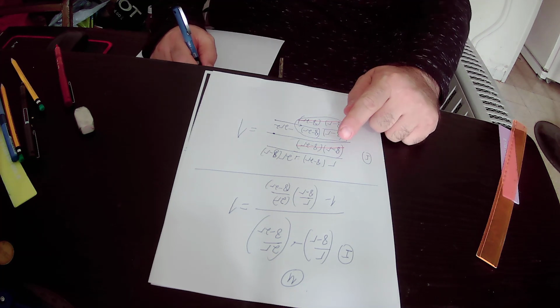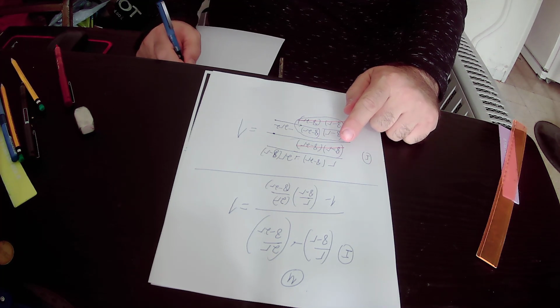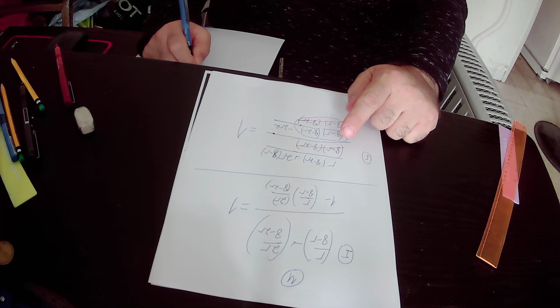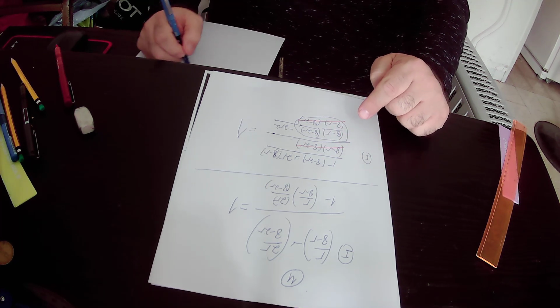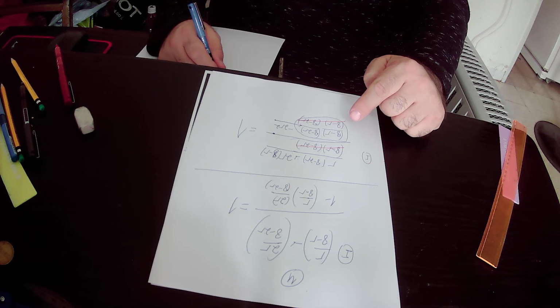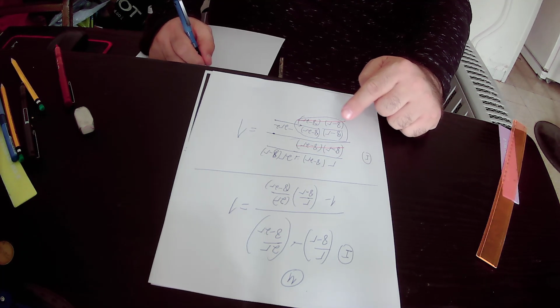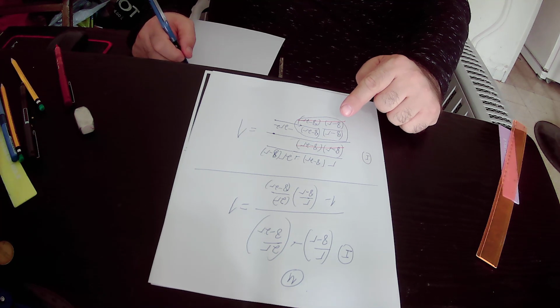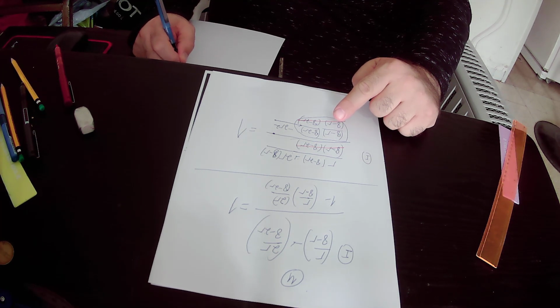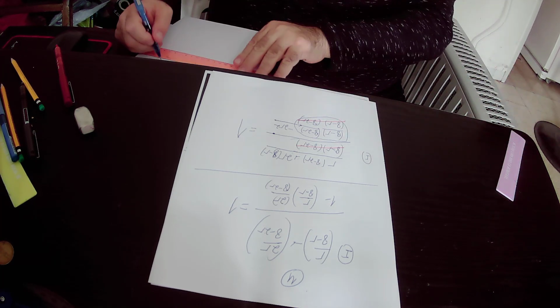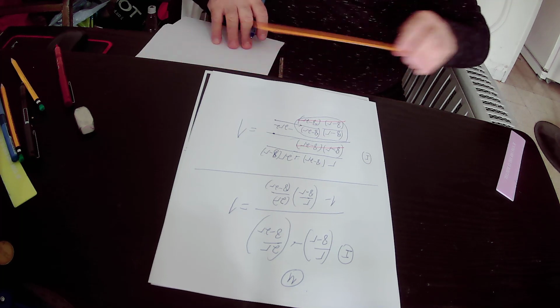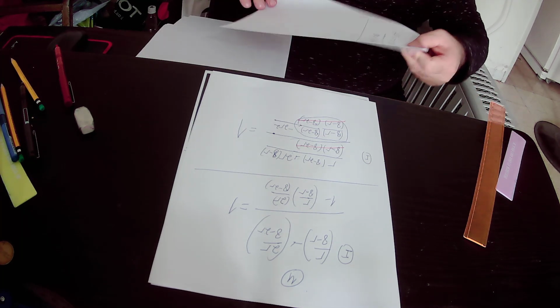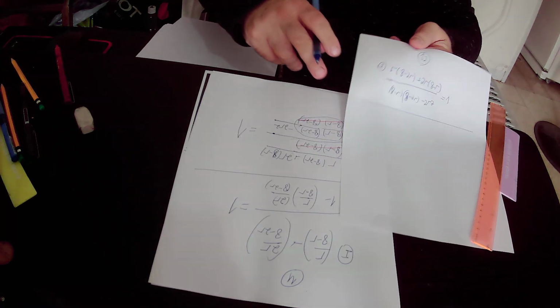r times (8 minus 2r) plus 2r times (8 minus r) over (8 minus r) times (8 minus 2r) minus 2r squared equals 1. So actually, that is what is left after we cancel those two expressions.